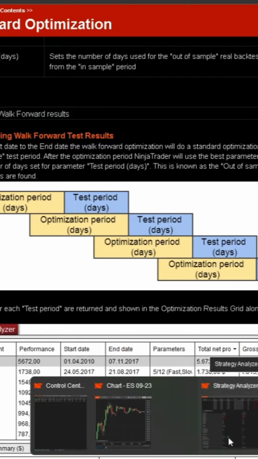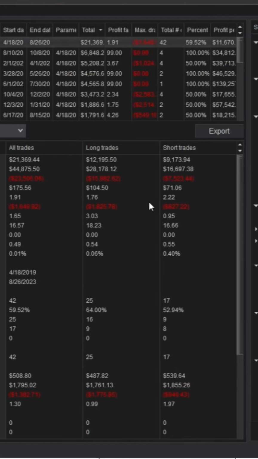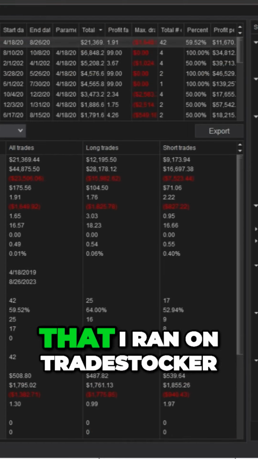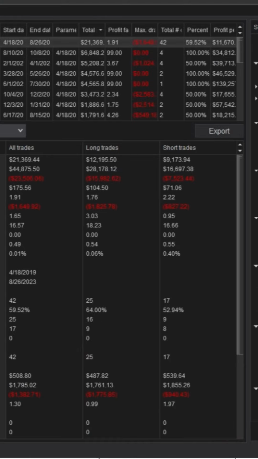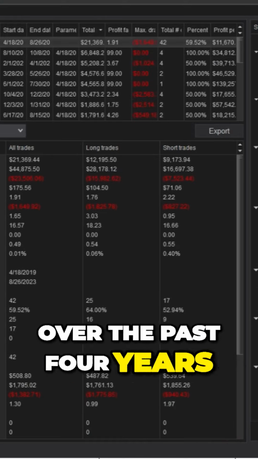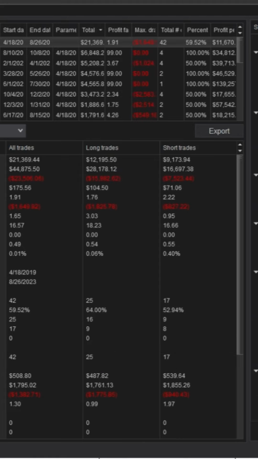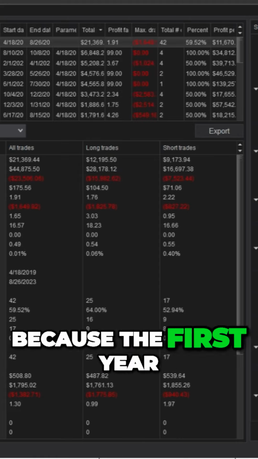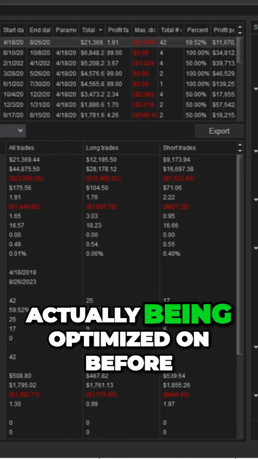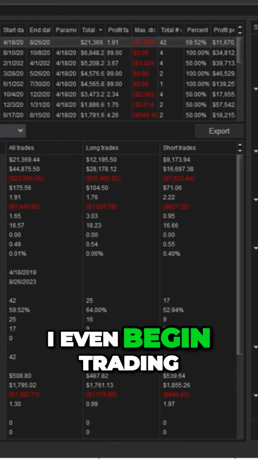see in real life. Now, what I'm looking at here is a walk forward optimization that I ran on TradeStalker, and I ran that over the past 4 years of data. This actually has 5 years of data loaded in, and that is because the first year of data is actually being optimized on before I even begin trading.